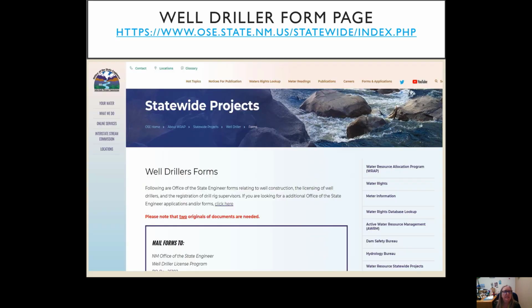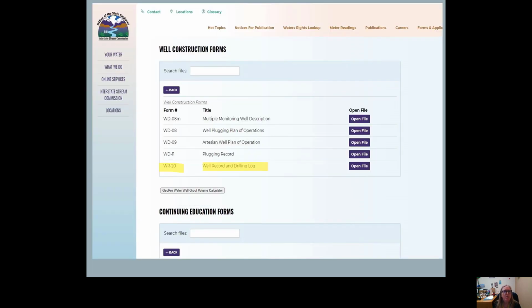The well log and record is located on the well driller form page, which is under the Statewide Projects Group header. If you scroll down, the well record and drilling log is located here under the well construction forms, and it is form number WR-20, which is the well record and drilling log.